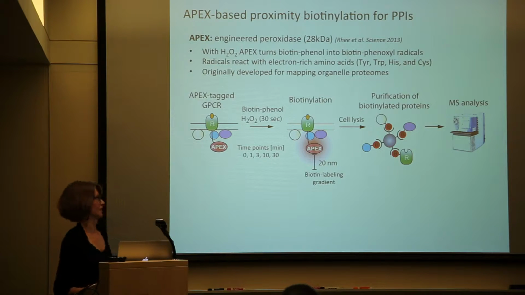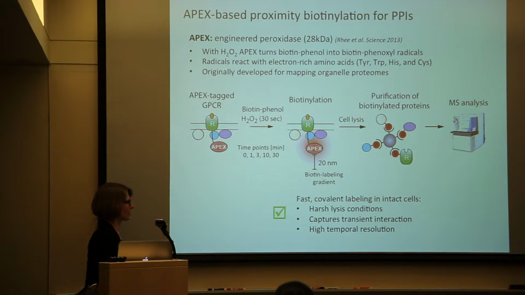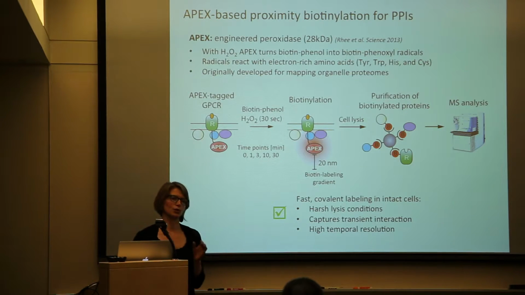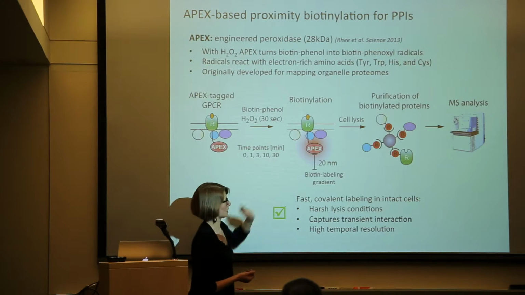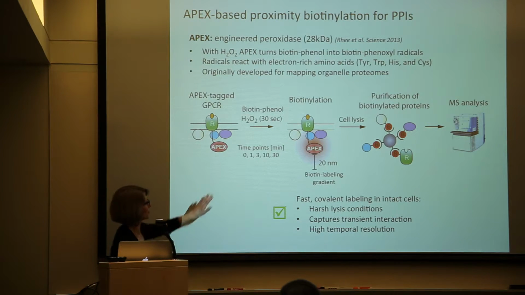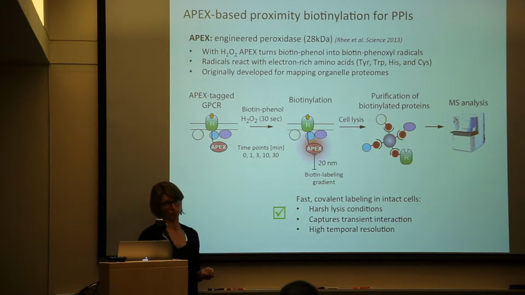So what are the key advantages of this approach, specifically for our receptors? We have fast covalent labeling in intact cells. That means you can use very harsh lysis conditions because you don't need to keep the complexes intact anymore; they have been captured within the cell with this short snapshot. For the same reason, we can capture transient interactions. And because of the very short time point of 30 seconds, we have a high temporal resolution.